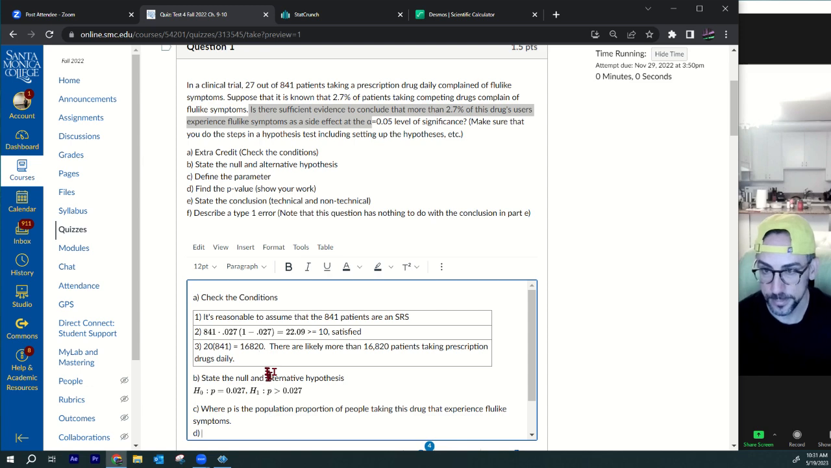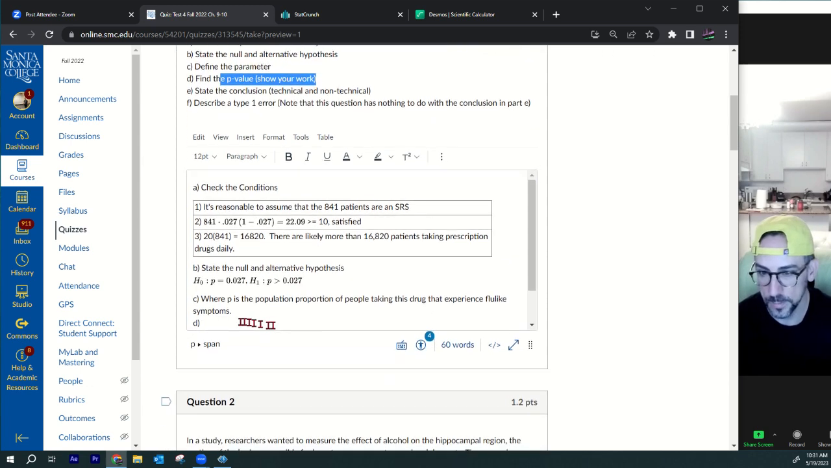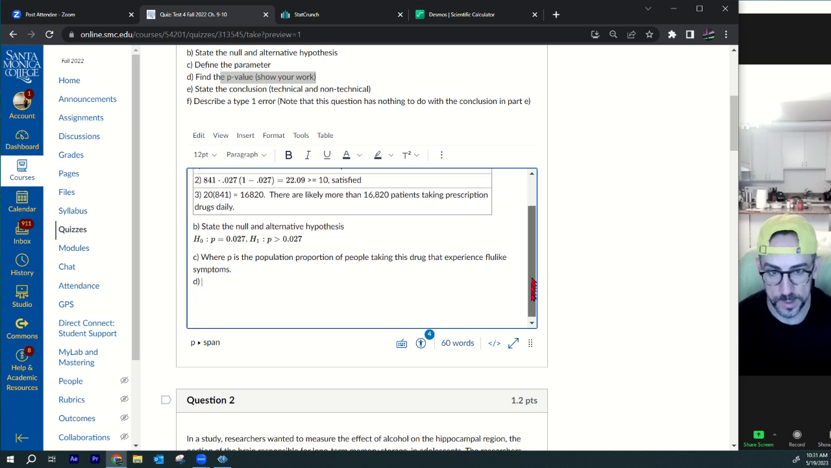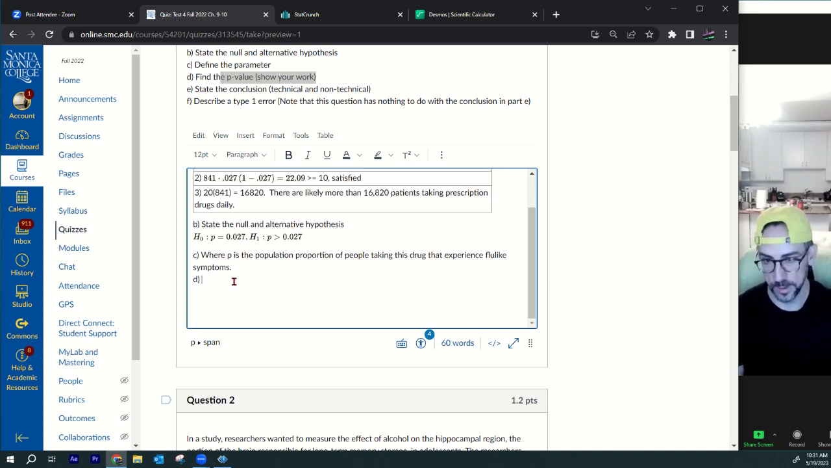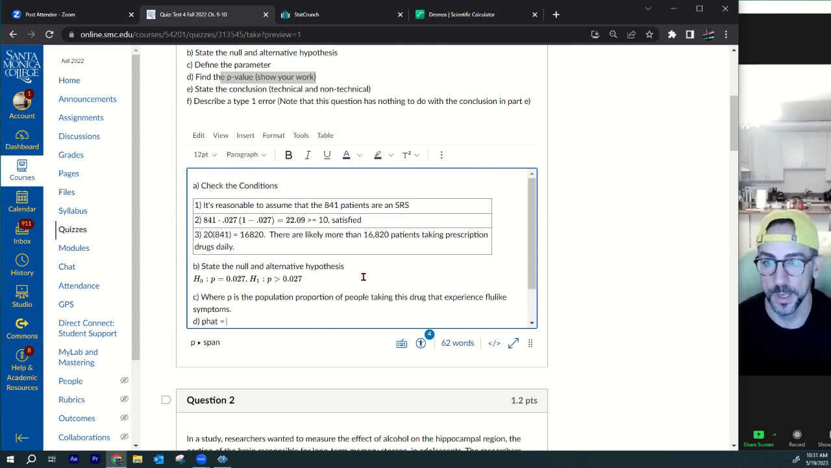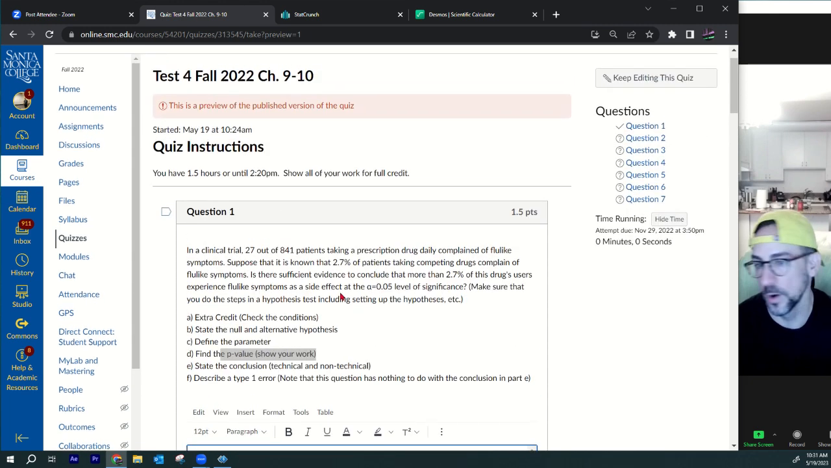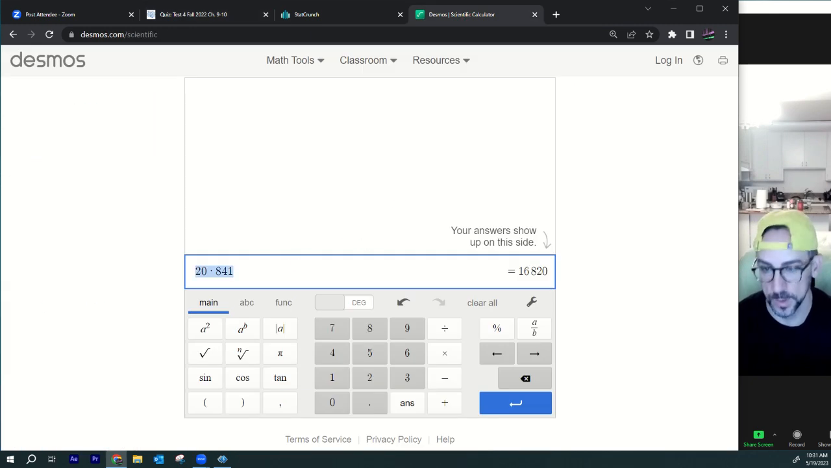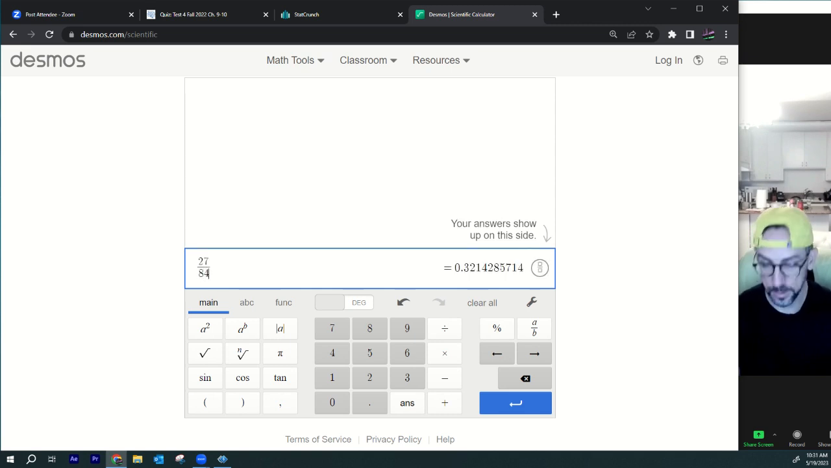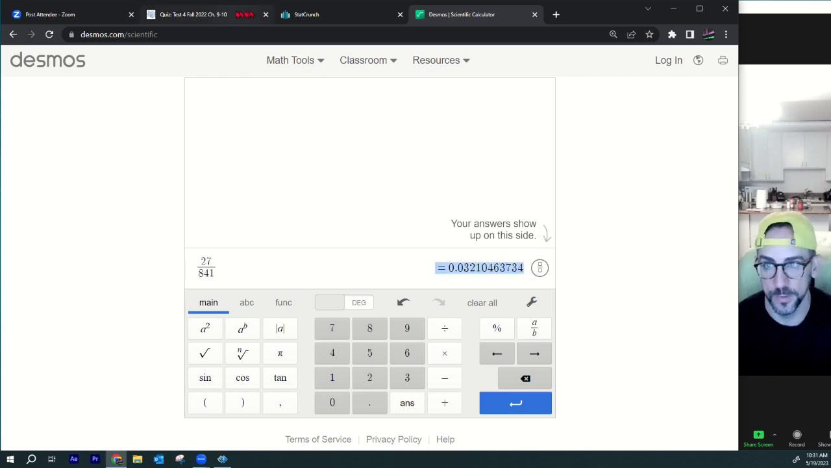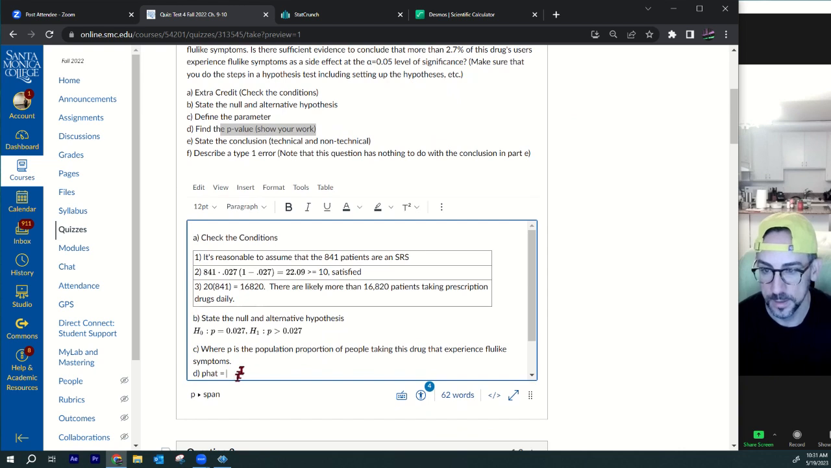D. Find the p-value. Okay, we could do that. For the p-value, there are two ways to do it. We could use the normal calculator. Let's see, p hat. If you don't want to be fancy, just type p hat. What is p hat? It's 27 over 841. Well, let me go over here. 27 over 841 equals that, right? Well, I'm just going to leave it as a fraction actually. Just say p hat equals 27 over 841.